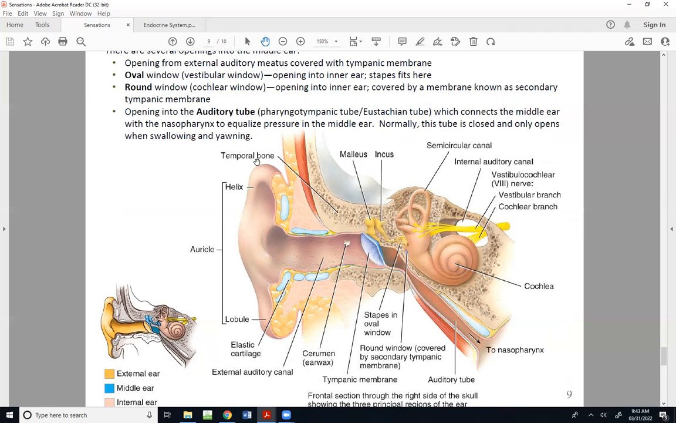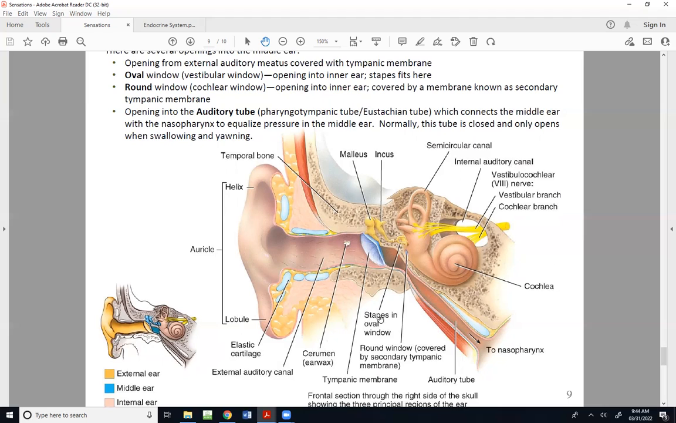So I'll just kind of go around clockwise. Once again, these are the things I would say don't worry about. The temporal bone, internal auditory canal. Don't worry, where it says nasopharynx, that's not that big a deal. Don't worry about cerumen, and don't worry about elastic cartilage. So those are things you don't need to worry about.